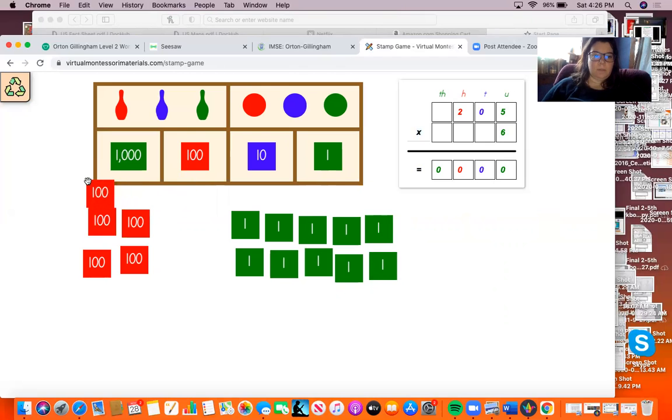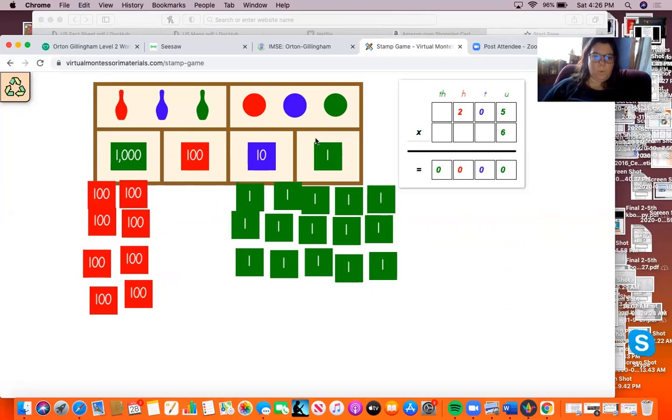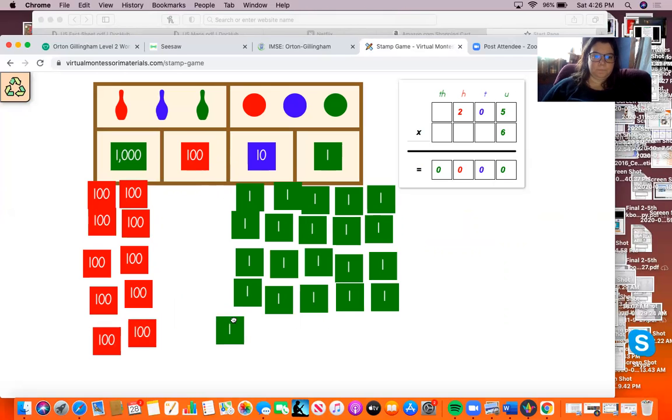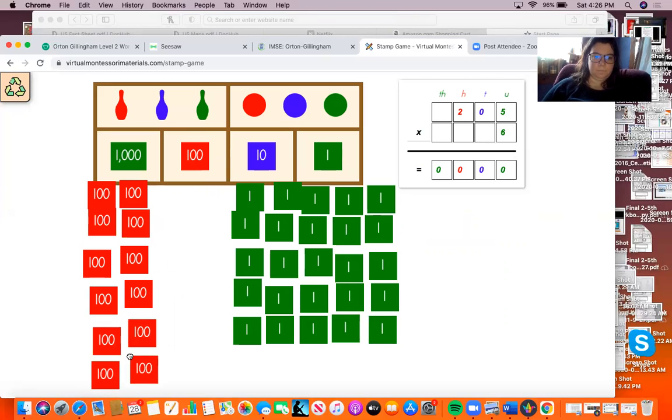See if I'm going to have room for all these groups. I'm going to put one up here. 3 groups of 205. 4 groups. 5 groups. And 6 groups. Okay.